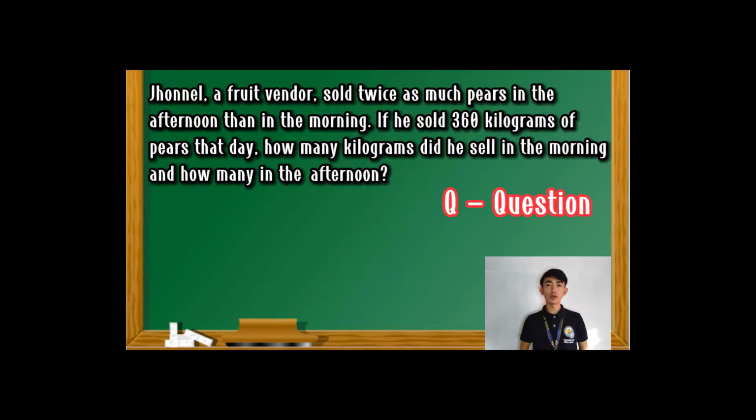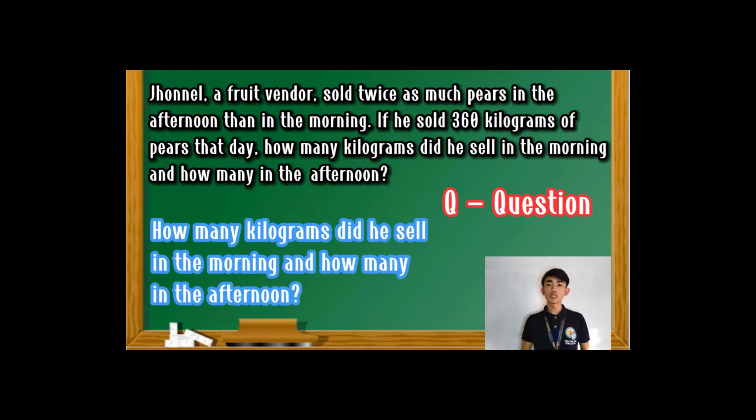After reading the problem, you need to know what is the question you need to answer. So for this problem, the question is, if he sold 360 kilograms of pears that day, how many kilograms did he sell in the morning and how many in the afternoon? You may highlight or underline the question for you to remember or understand it along the way. You may also translate it in your own language for better understanding.